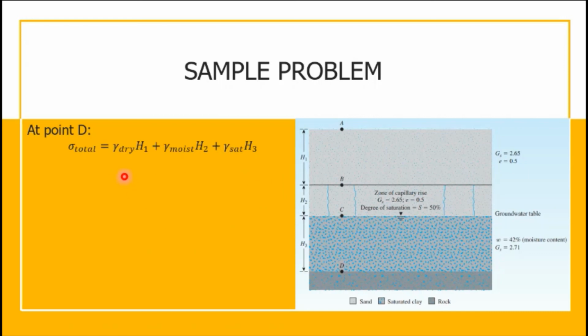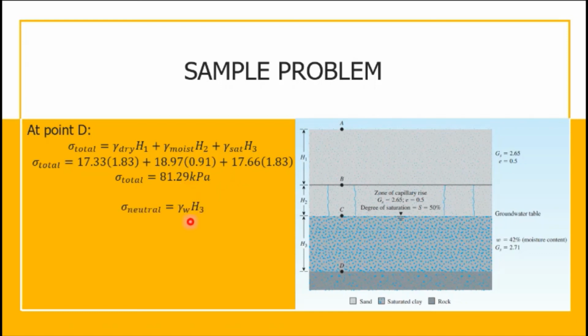And lastly, at point D, the total stress is equal to the dry unit weight multiplied by H sub 1 plus moist unit weight of the soil multiplied by H sub 2 plus the saturated unit weight of the soil multiplied by H sub 3. Therefore, if we substitute the values, this will give us 17.33 multiplied by 1.83 plus 18.97 multiplied by 0.91 plus 17.66 multiplied by 1.83. Therefore, the total stress is equal to 81.29 kPa.